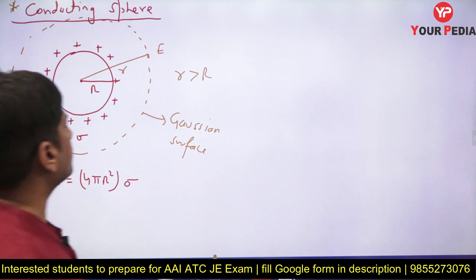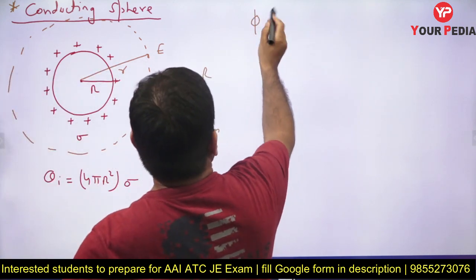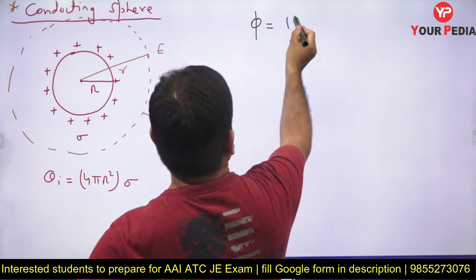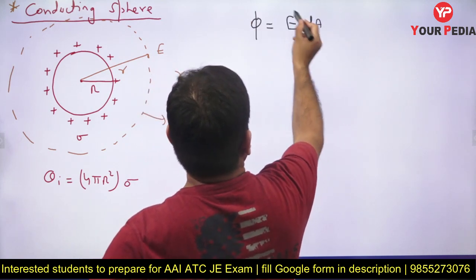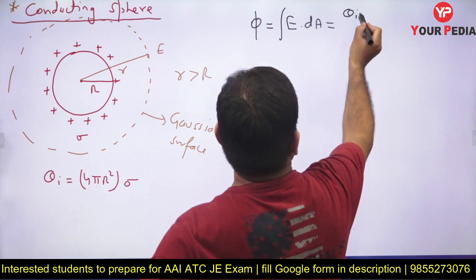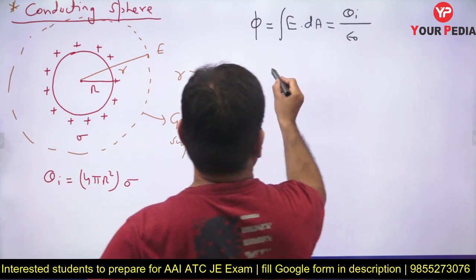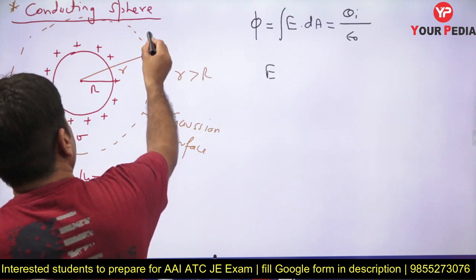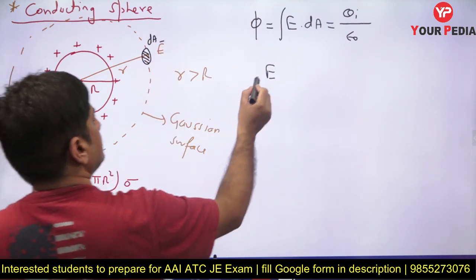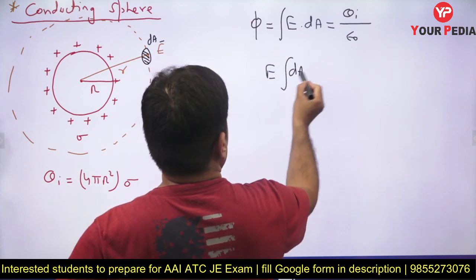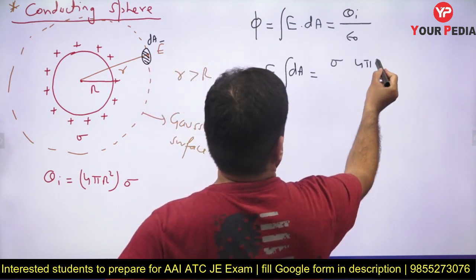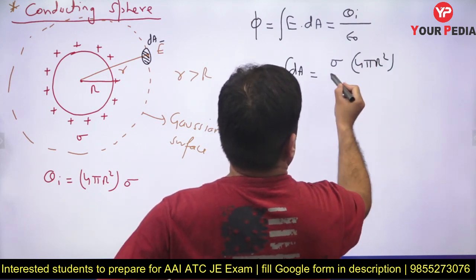Now what is the formula? Electric flux, let me write it with a different color. So electric flux, the closed integral of E dot dA, is equal to inside charge over epsilon naught. So let's take here an elemental area dA and electric field E. Electric field everywhere is the same. This is nothing but sigma into 4 pi r square over epsilon naught.